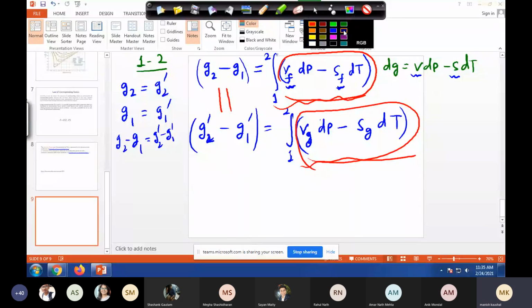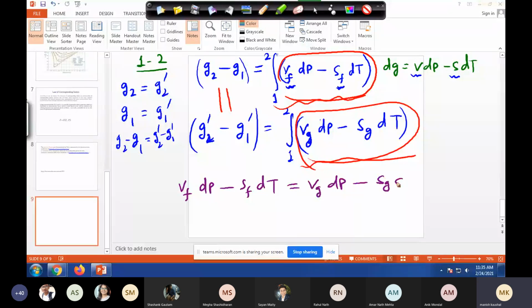So what we are going to write from this is Vf dP minus Sf dT is equal to Vg dP minus Sg dT. Then you can take dP common. If I put dP on this side and take dT on that side, we get Vf minus Vg on one side and Sf minus Sg on the other.